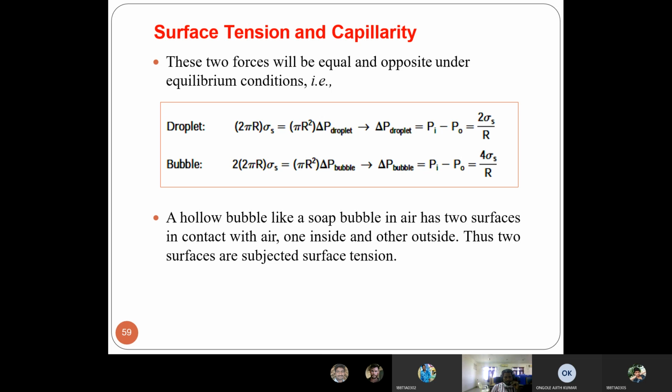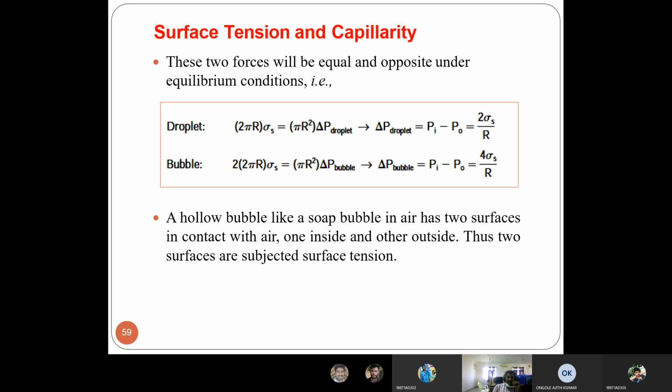R is equal to d by 2. So we can rewrite that step. Pi minus p naught is equal to 4 sigma s by d by 2. In the next step, 4 sigma s by d into 2. So 4 into 2, we get 8. Pi minus p naught is equal to 8 sigma by d. Otherwise, for a bubble, the pressure P is equal to 8 sigma by d.